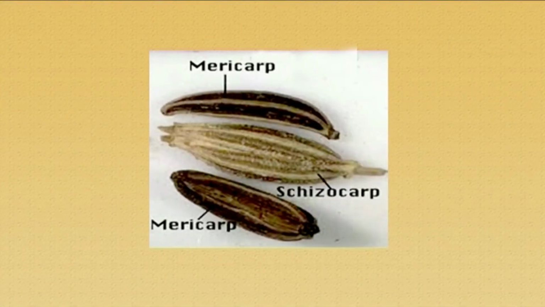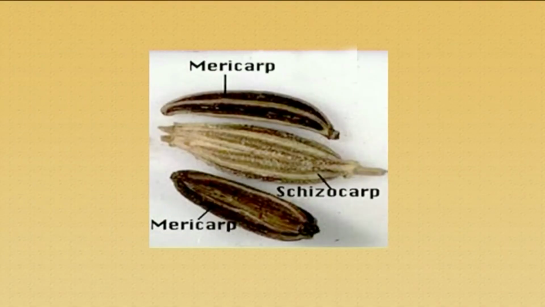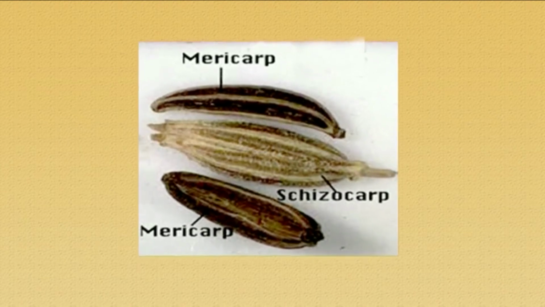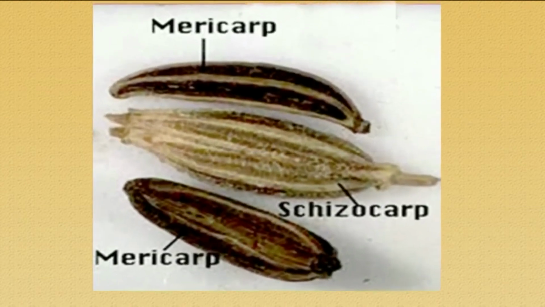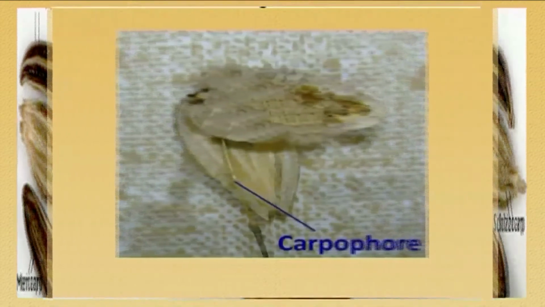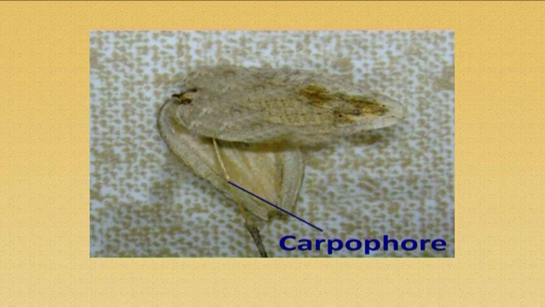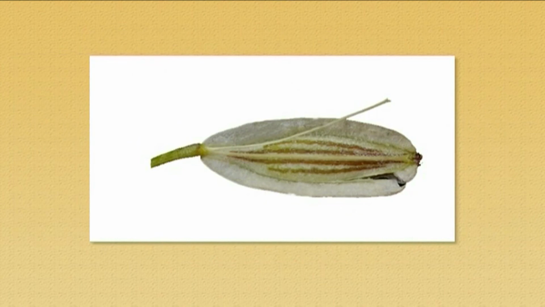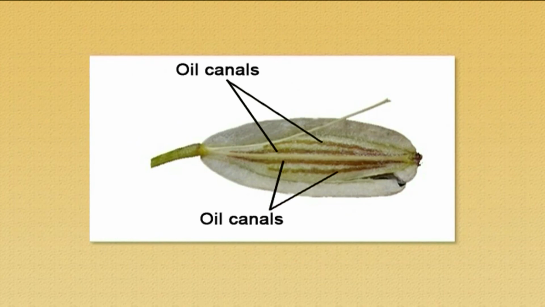The fruits in Apiaceae are schizocarp of mericarps. What is this schizocarp of mericarps? These are basically comprised of two dry segments. Each of these segments we call a mericarp. These two dry segments split apart at maturity, but they are attached to a common central stalk called the carpophore. Fruits have globular to elongated oil canals called vittae, which are present inside the fruit wall.